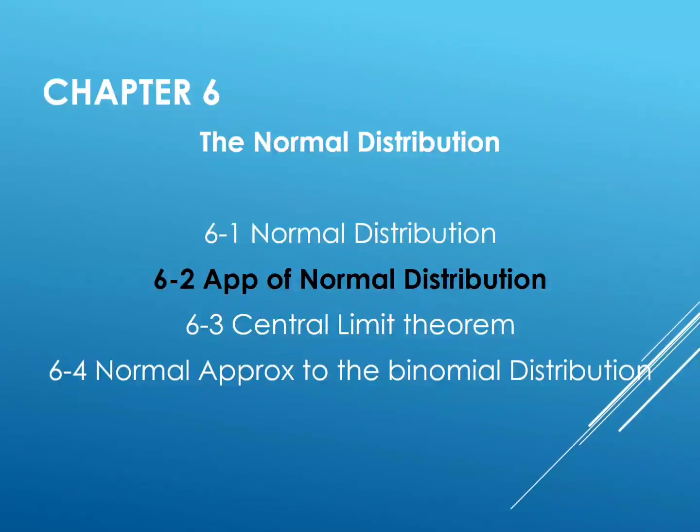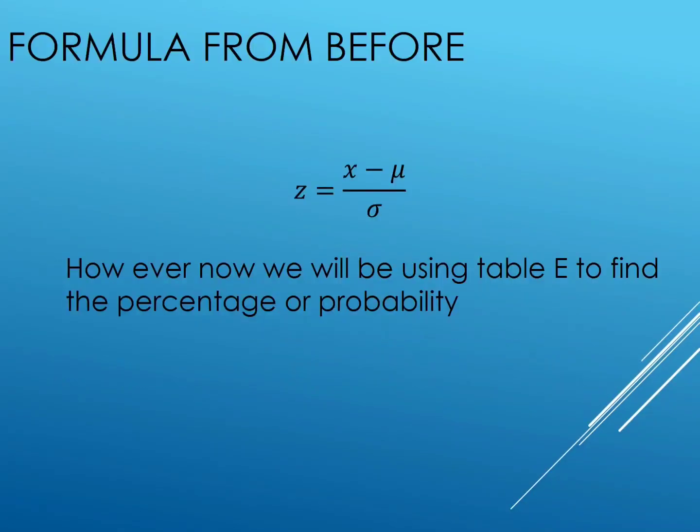Alright guys, so now we're going to go over chapter 6, section 2, applications of normal distribution. So remember this formula from before where z equals x minus mu divided by sigma, where x is the data value we care for, a data value from the data set, mu is the average of our data set, and sigma is the standard deviation of our data set. However, now we will be using table E to find the percentage or the probability. Again, table E being the handout I had given to you guys, which is the z-score table that we used in section 1.